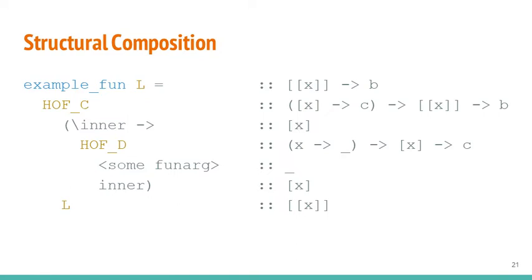And a similar argument works for any number of higher order functions composed together in this way. I can only nest higher order functions in structural composition up to the depth of my input list. I cannot have 3 of these nestings if my input list is only 2-dimensional. The type constraints simply don't work out. This is why we call it structural composition. The composition must mirror the structure of the input data.